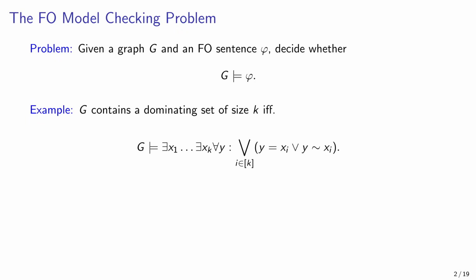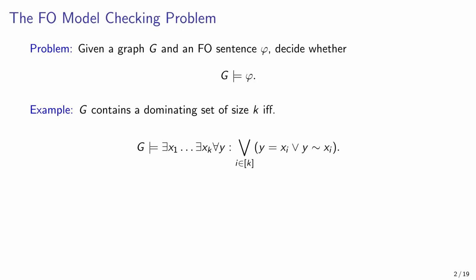In the first order model checking problem, you are given a graph G and a first order sentence phi, and you want to decide whether or not phi is true in G. Why do we want to have an algorithm for this problem? Because you can view it as a general purpose algorithm that solves many problems, namely all the problems you can formulate in first order logic.